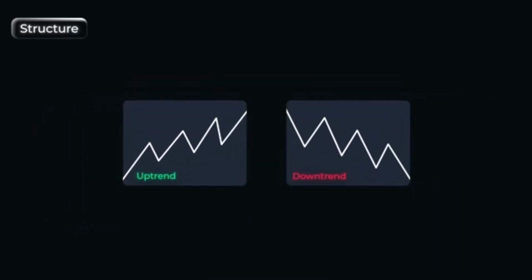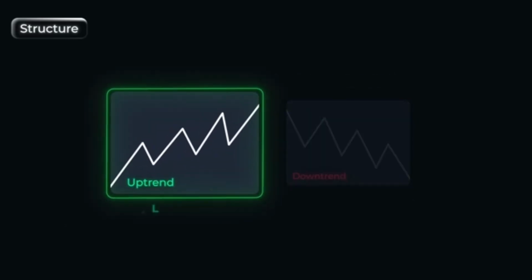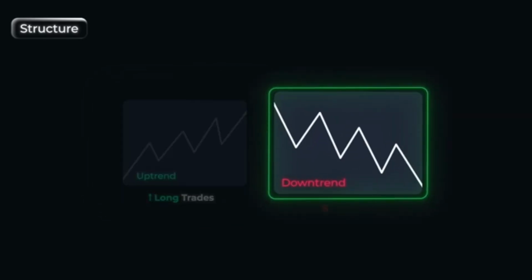Now, the reason we must determine the structure early on is because it will determine the direction of our trades. If the structure is in an uptrend, then we only look for long trades. And if the structure is in a downtrend, then we only look for short trades.